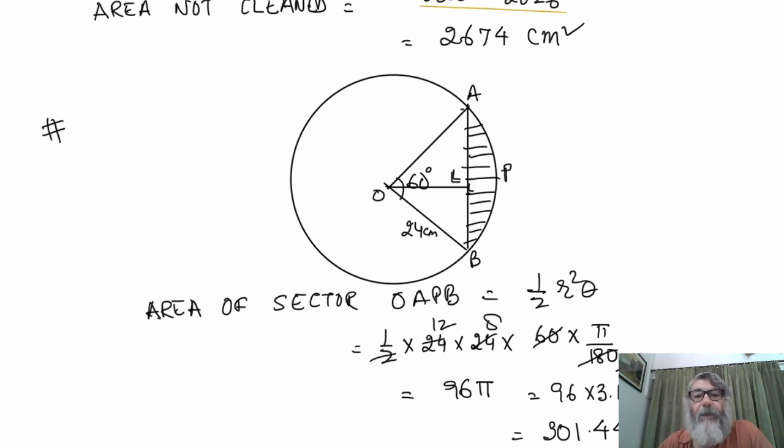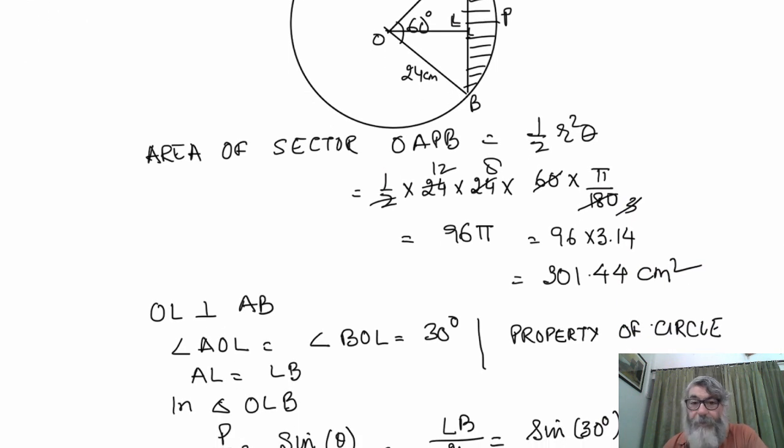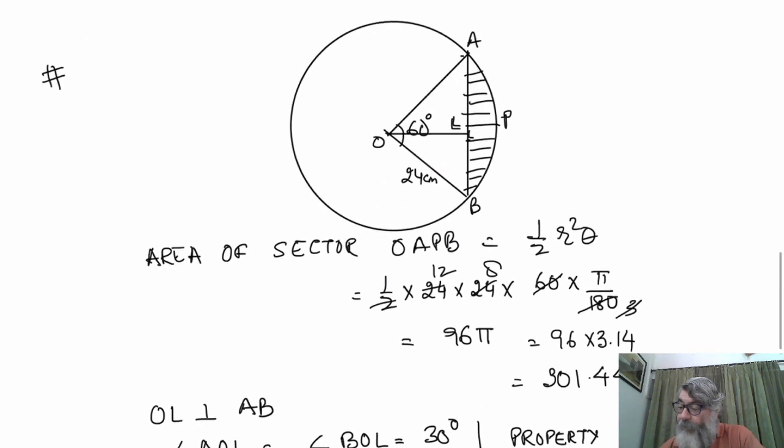Area of the sector is half r square theta. Half into r square, where radius is 24 into 24, and theta is 60 degree. That will be changed into radians, it can't be in degrees. So 60 into pi by 180. If you look at that, 96 pi comes out to be. The value of pi is 3.14. So when we multiply 96 into 3.14, we get 301.44 centimeter square.